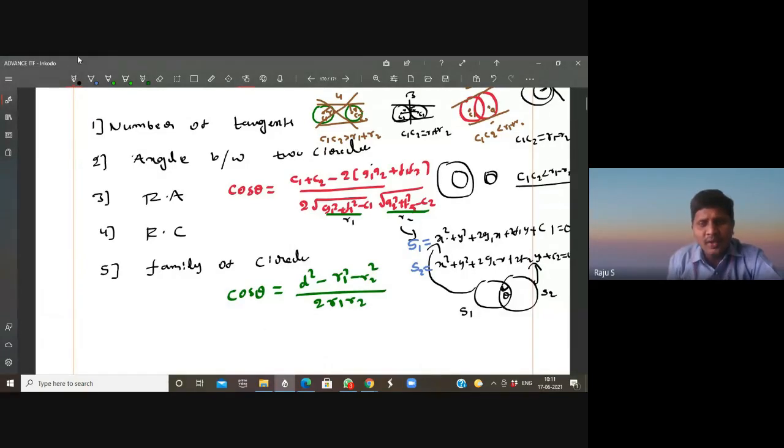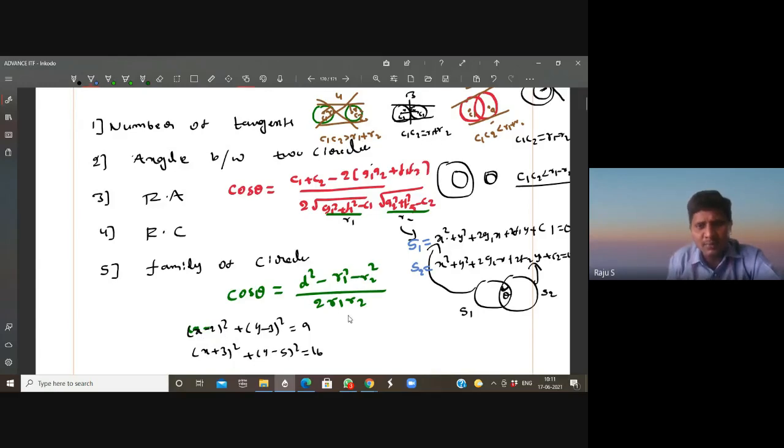When they give a central form, like x minus 2 the whole square plus y minus 3 the whole square is equal to 9, and another circle, x plus 3 the whole square plus y minus 5 the whole square is equal to 16. See here, the radius is already given.